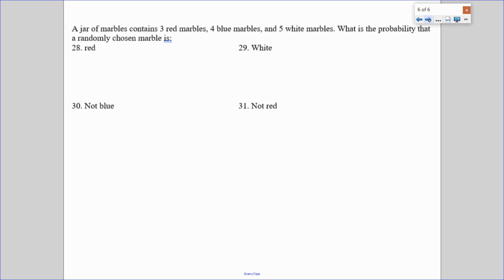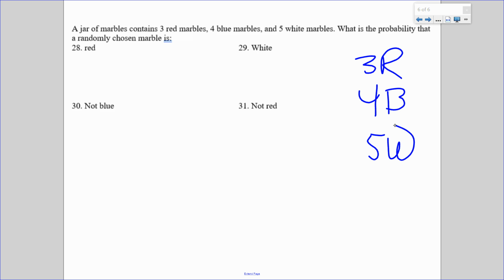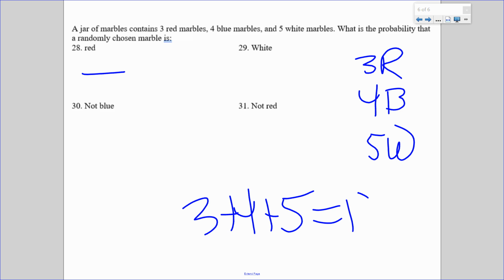A jar contains 3 red marbles, 4 blue marbles, 5 white marbles. This is really getting to 7th grade math now. What is the probability that a randomly chosen marble is? Well, I will do the first one for you. Red. Well, how many possible marbles are there to choose from? There's 3 plus 4 plus 5. There's 12 total marbles. Out of those 12, how many are red? 3.